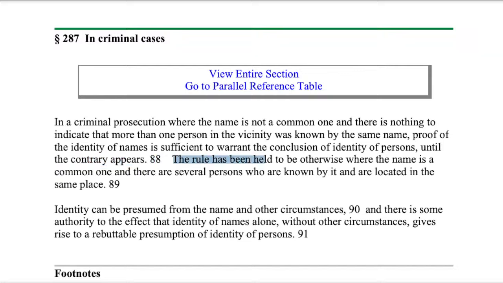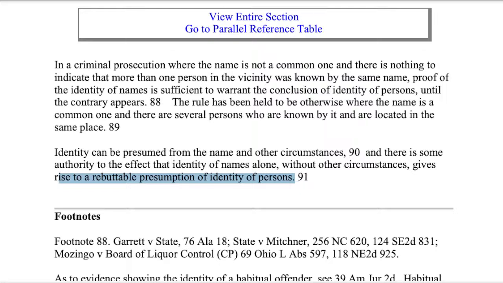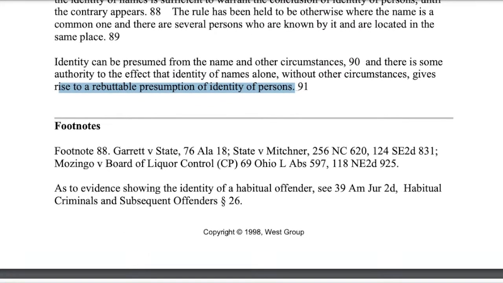The rule has been held to be otherwise where the name is a common one, and there are several persons who are known by it and are all located in the same place. Identity can be presumed from the name and other circumstances, and there is some authority to the effect that identity of names alone, without other circumstances, gives rise to a rebuttable presumption of identity of persons. Again, the name alone, with no other circumstances or facts, is shaky at best because it just takes one proof of fact or circumstance otherwise to put that doubt in there and then destroy that presumption, as the evidence showing the identity of a habitual offender.